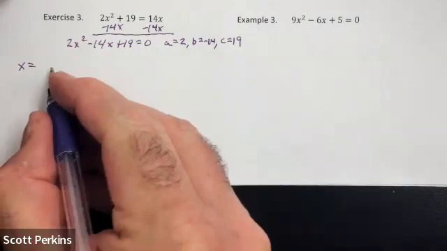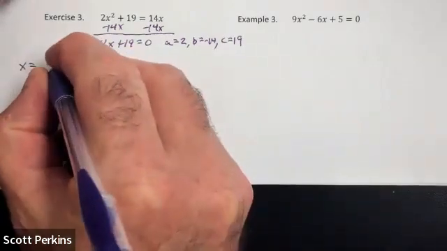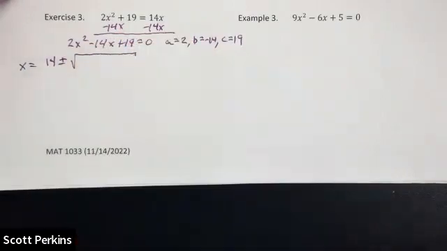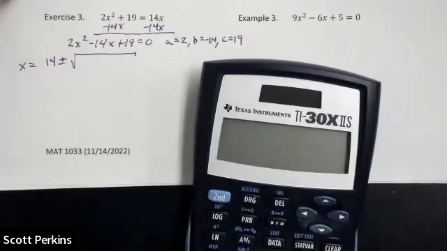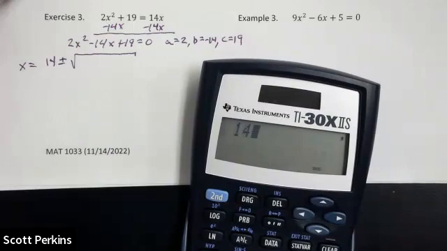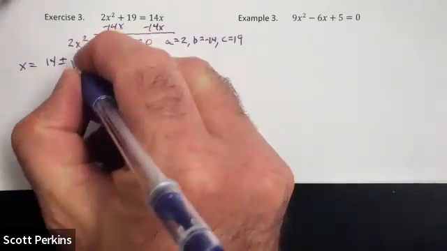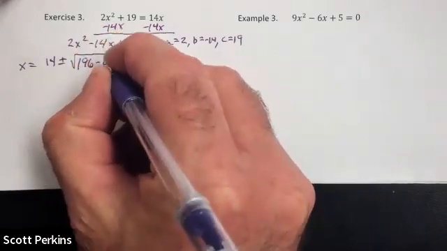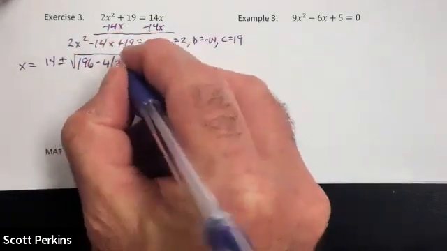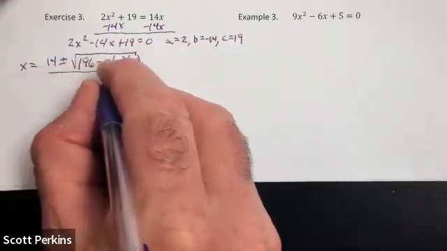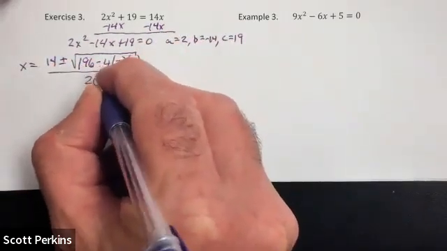Now we'll plug in. So negative b, the opposite of b is 14, plus or minus the square root of b squared. 14 times 14, well, I don't know off the top of my head. 14 times 14 is equal to 196, minus 4 times a, which is 2, and c, which is 19. All of that over 2a, which is 2 times 2.